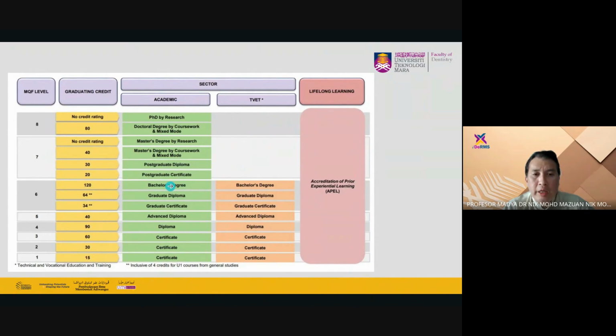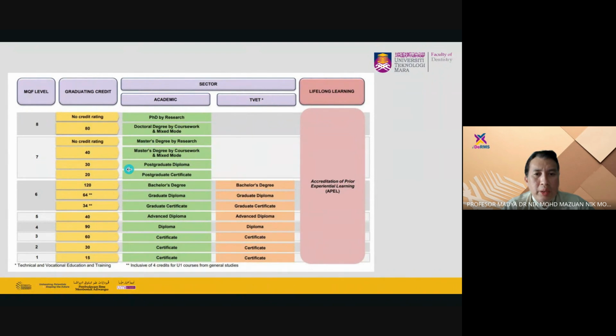And the level that they assign to each of the graduating credits is based on the level of graduating education portfolio. So if I ask you what is the bachelor's degree MQF level, the answer is 6. If we are going to produce a master degree by coursework, we should comply with 40 graduating credits, and the MQF level is 7.